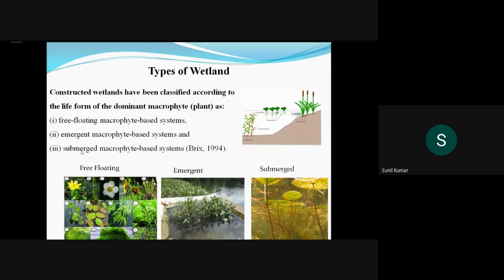Another one is the submerged type, where they especially use the hydrilla plant and others. It won't come above the water surface, but stays below it, absorbing nutrients and other things. It also enhances the dissolved oxygen content. When combined, these are the variants of the constructed wetland. You can also see in the topmost corner how the emergent, free-floating and submerged plants are grown in the constructed wetland, shown just for understanding purposes.